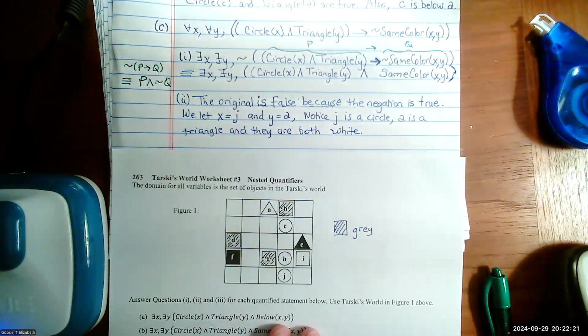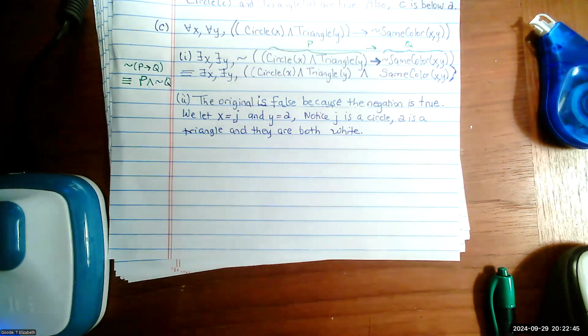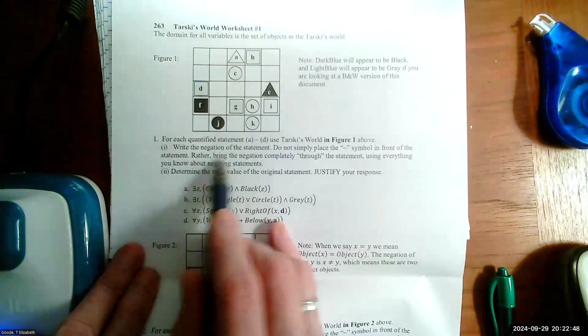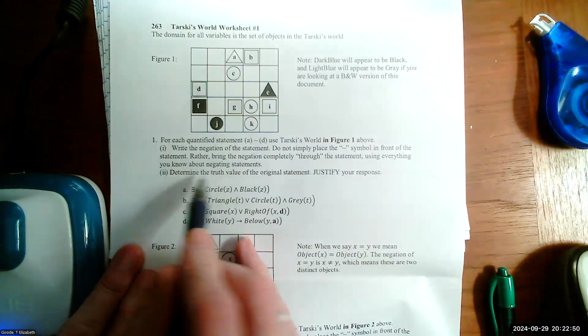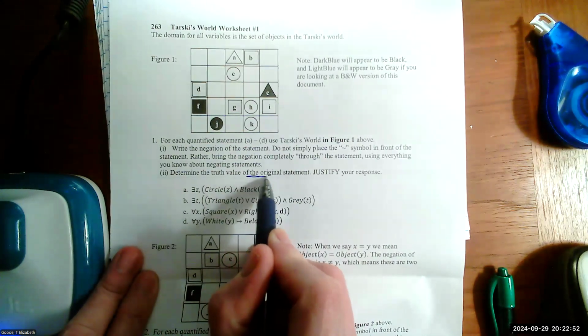Okay, this makes sense, but what's it called? So when we're doing these types of questions for the justification, all we have to say is if the statement that's negated is true, then the original is false. The directions are going to be like the directions on worksheet 1. The directions on worksheet 1 were to write the negation and then determine the truth value of the original.